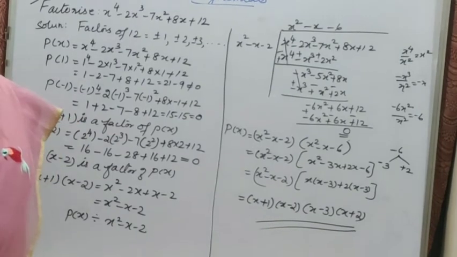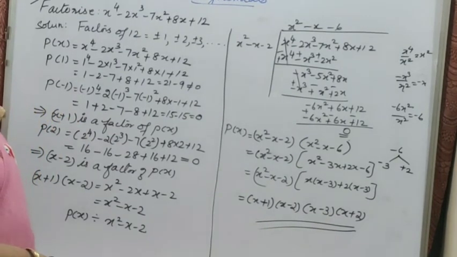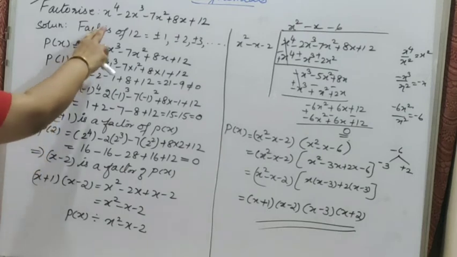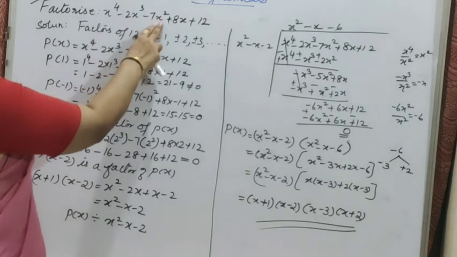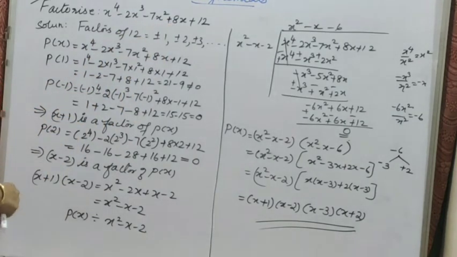One more question. Factorize x raised to 4 minus 2x cube minus 7x square plus 8x plus 12. So this is the lengthy question. I have already solved it here. I'll just explain. Listen carefully and practice. x raised to 4 minus 2x cube minus 7x square plus 8x plus 12.